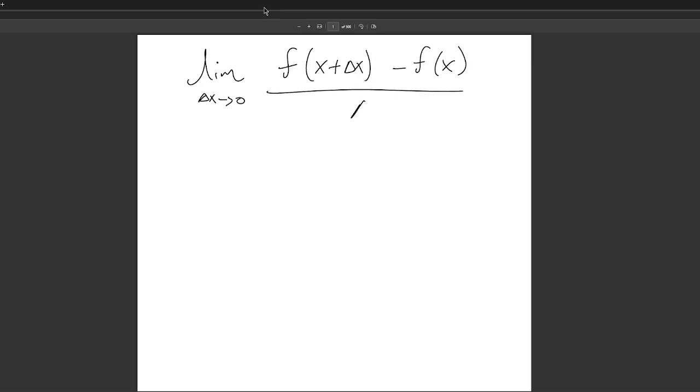Like I was saying last time, we defined the difference between average rates of change and instantaneous rates of change. The limit as delta x approaches zero of f of x plus delta x minus f of x, all over delta x. This is the limit definition of a derivative.